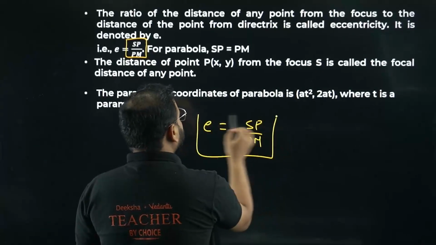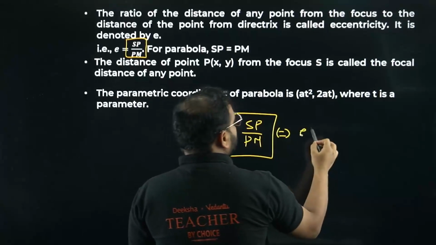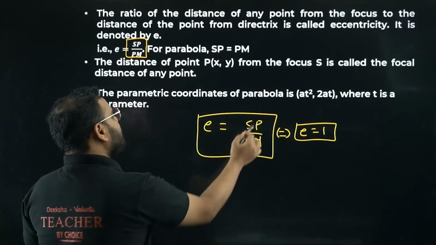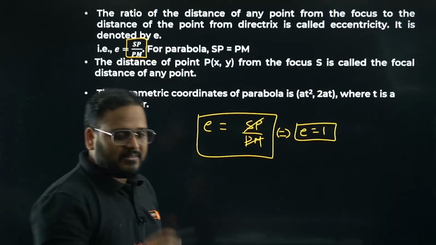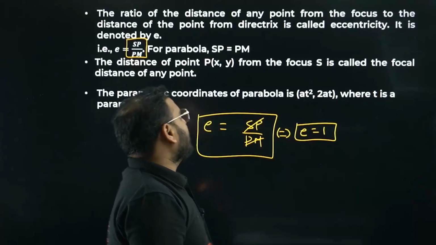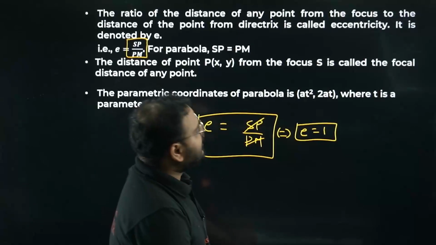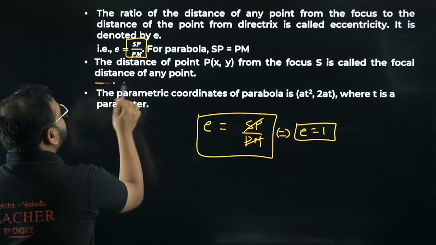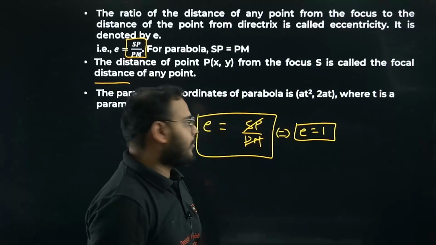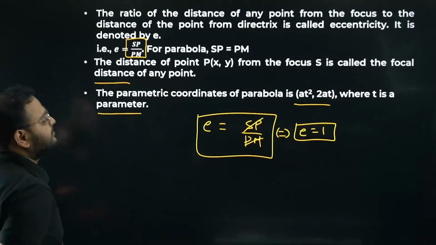Now this will always be, bacha, what? In this case it will be always equal, na? SP to PM is equal, so you'll have e equals to always 1 in the case of parabola. How come, sir? Remember, SP and PM are equal, so that's the definition of parabola. Distance from the fixed point from the fixed line should be always equal. That's why parabola, okay. Actually, the distance of the point P(x, y) from the focus S is called the focal distance, of course, okay. What is there now? The parametric coordinates of the parabola is (at², 2at), where t is of course a parameter, okay.